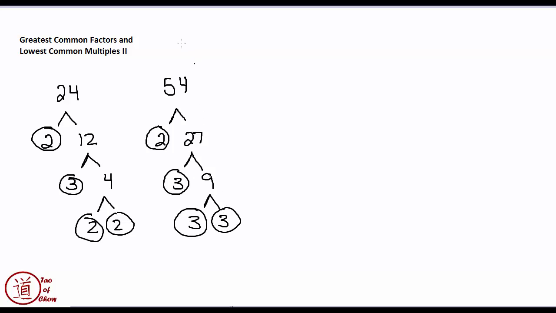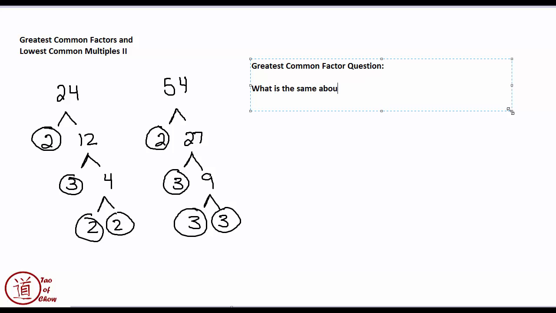So when we're finding greatest common factor, we're going to ask an important question. And that question is, what is the same about these two numbers? So what's the same about them?